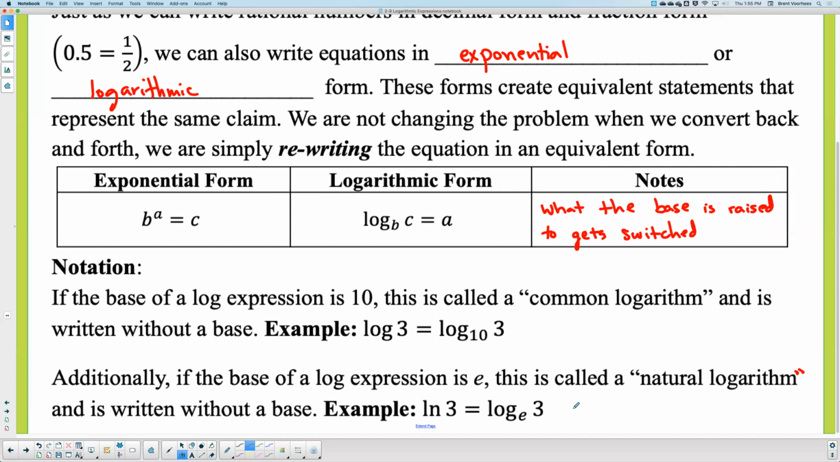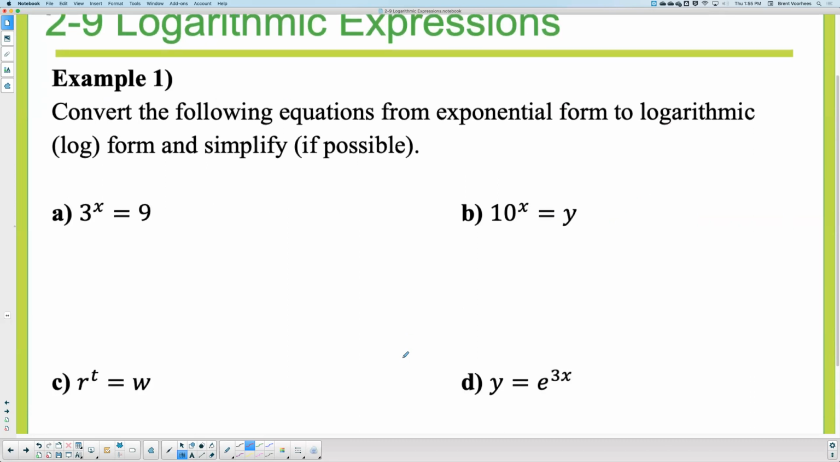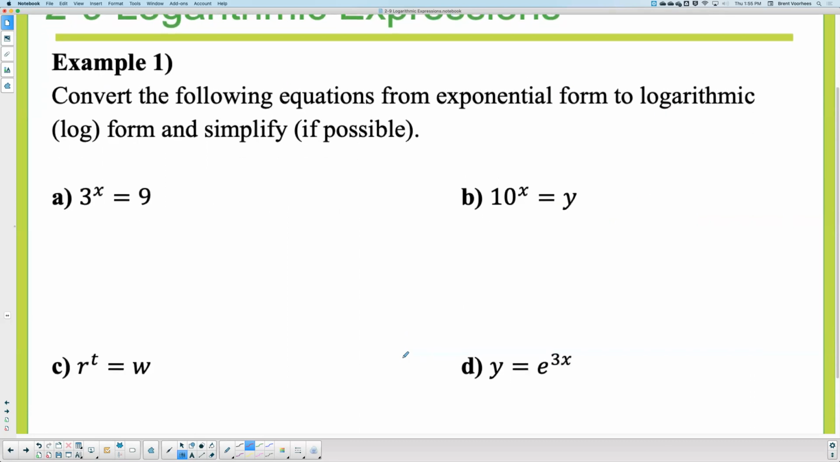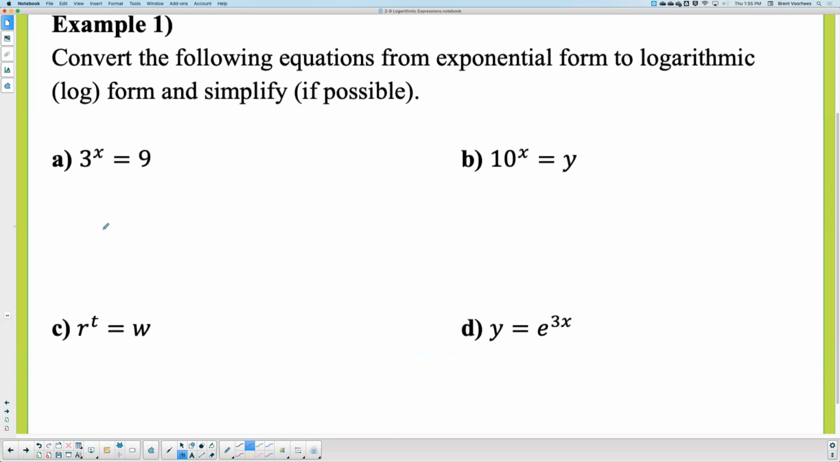Okay, so with that, I'm going to walk you through quite a few different examples to make sure we can get this right over and over again. It's very simple mathematics. This is one of the easier operations to perform once you get down what you're supposed to do. So let's look here, example 1. It says convert the following equations from exponential form to logarithmic form and simplify, if possible. Okay, so starting here, if I asked you, what's the base? What would you say the base is?